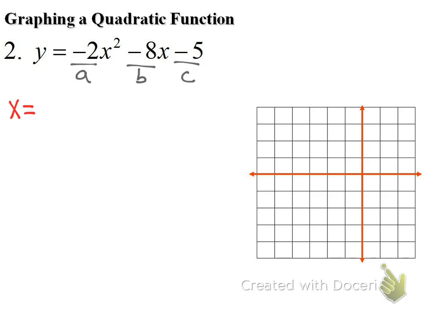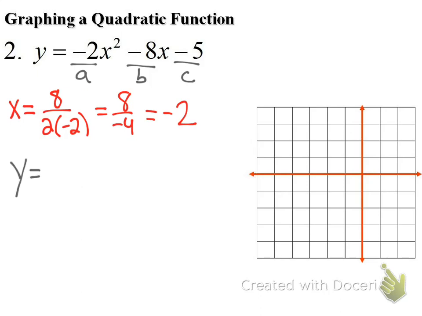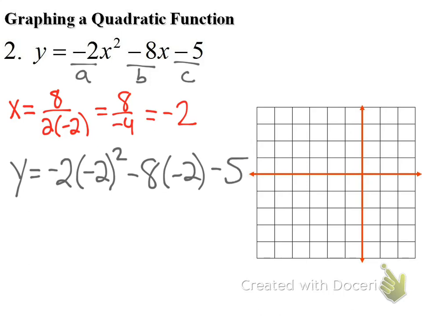Yeah, x equals. We want to do negative b over 2a. So what's negative b in this case? 8, good. Over 2 times negative 2. It's going to be 8 over negative 4, which is going to be negative 2. How do I find the y value of the vertex? Plug it back in. Good. So y equals negative 2 times negative 2 squared minus 8 times negative 2 minus 5.